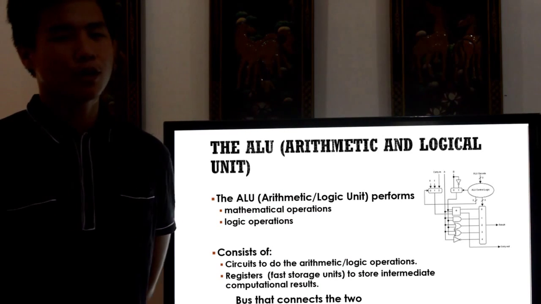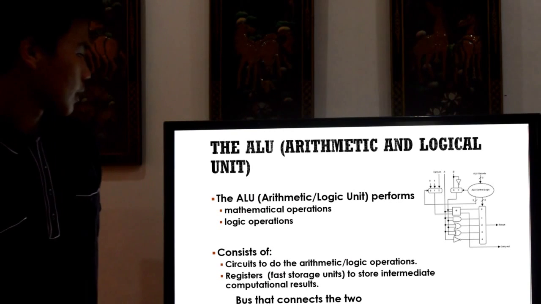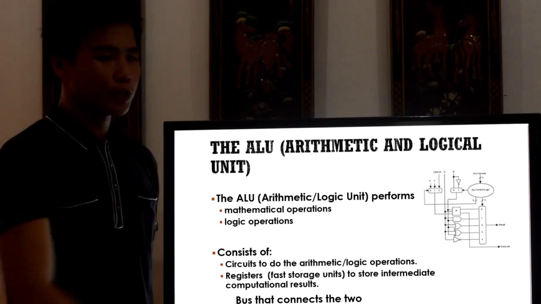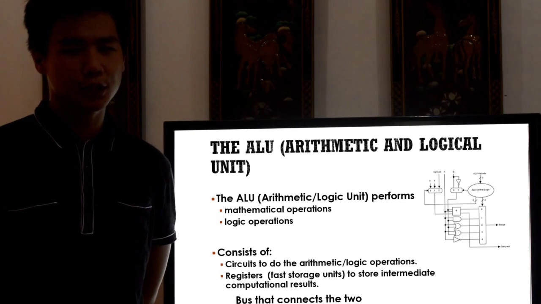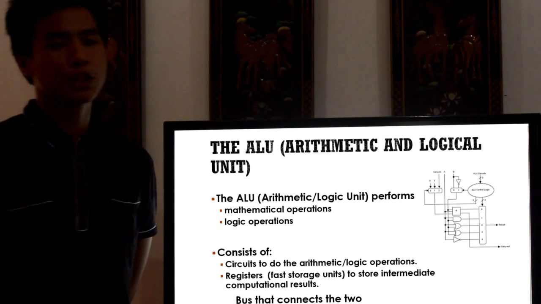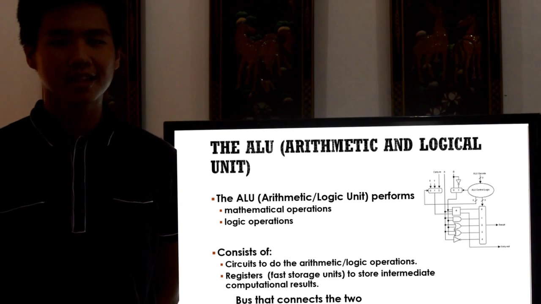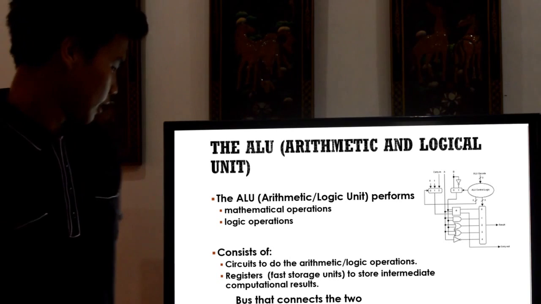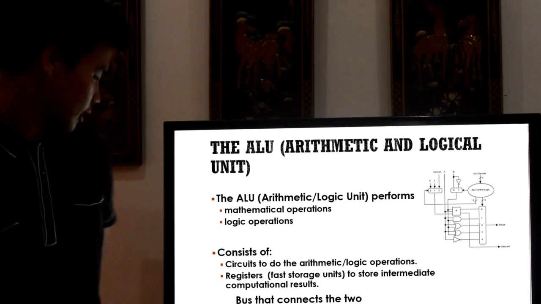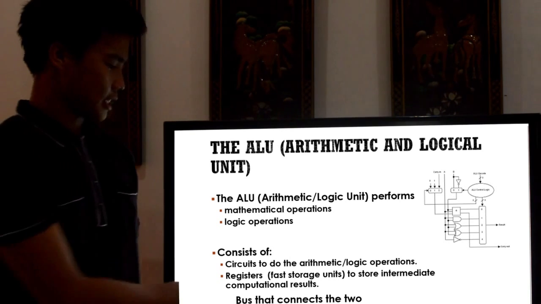The ALU, or the arithmetic logic unit. The ALU performs mathematical operations like addition, subtraction, division, and multiplication, and also logical operations like less than, more than, equals, and, and or. It consists of circuits to do the ALU operations, the registers, and the bus that connects the two.